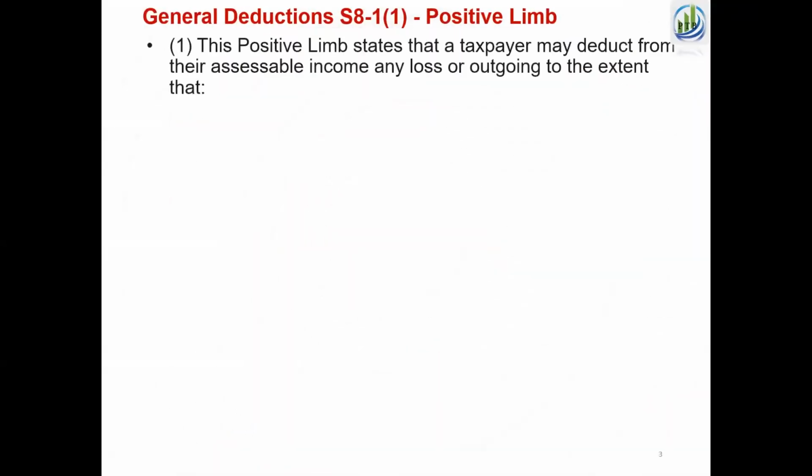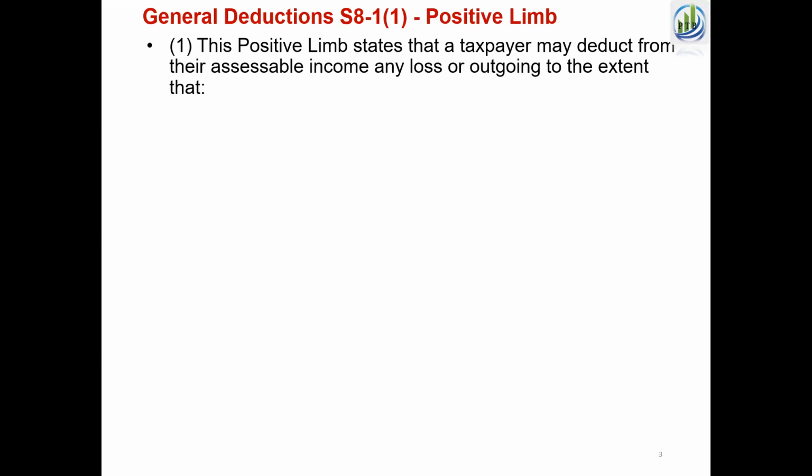Good. We will move into the positive limb of the general deduction. As I said, there are two types of deduction we're going to talk about. One is the general deduction rule, the other is the specific deduction rule. The general deduction rule has two parts. One is the positive side of the general deduction rule, the other is the negative side. The positive side gives you more chance to deduct. The negative side is going to say no. Even though you satisfy the positive side, if you satisfy the negative side, you cannot deduct, right?